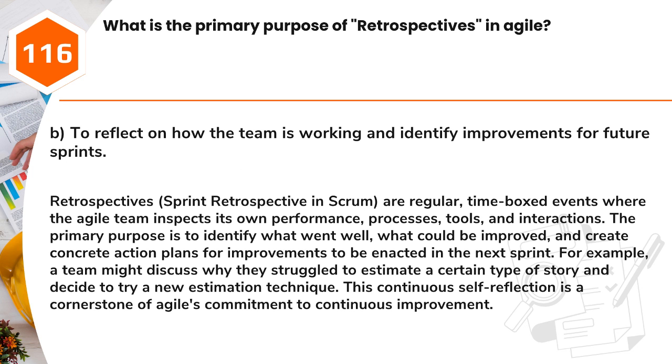Answer, B. To reflect on how the team is working and identify improvements for future sprints. Retrospectives, sprint retrospective in Scrum, are regular, time-boxed events where the Agile team inspects its own performance, processes, tools, and interactions. The primary purpose is to identify what went well, what could be improved, and create concrete action plans for improvements to be enacted in the next sprint.